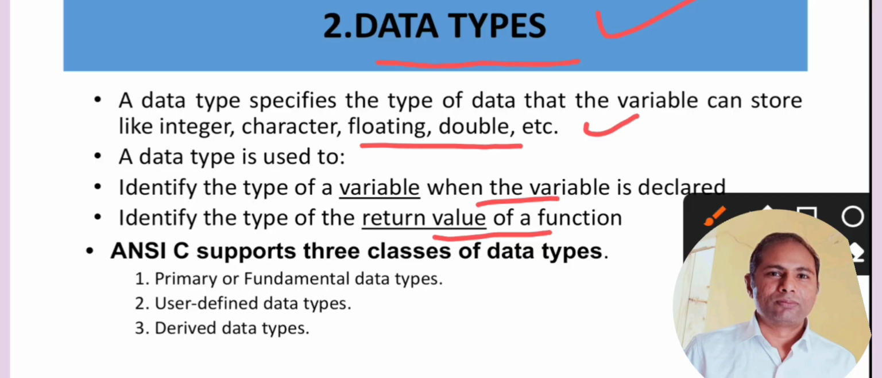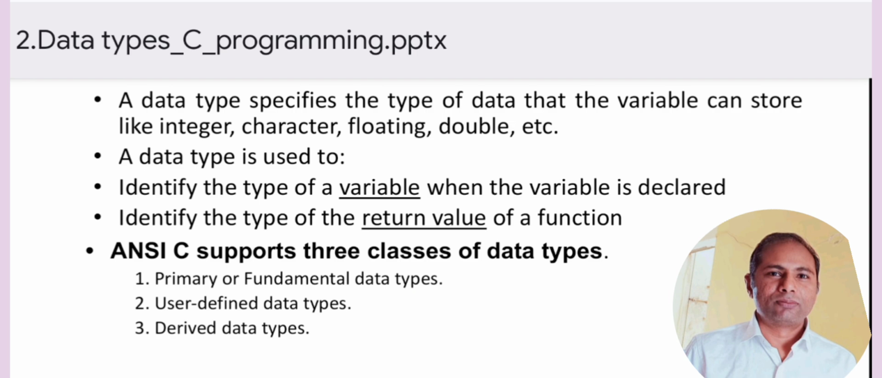In C, we can classify different types of data in three categories. The first is primary or fundamental types. What is the meaning of primary data types? Primary data types are those types which are already defined in C. The second category is user defined. User defined means some power is given to the user so that he can define his own data type. The third category is derived data types. Derived data types are those data types which we can derive from the primary data types.